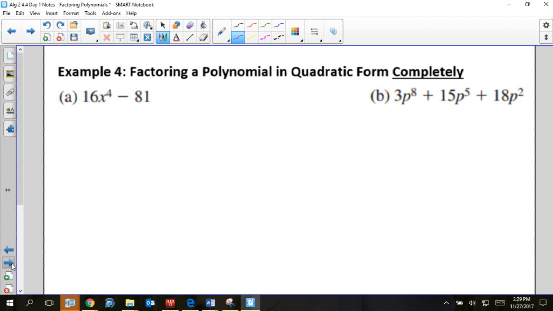So example 4, what's our first step of factoring always? Is there a GCF? Okay, no. Then the second thing is how many terms we have. We have 2 terms. So my choices are a difference of squares or a difference or sum of cubes. It's not a sum, so our choices are difference of squares or difference of cubes, or none of the above.